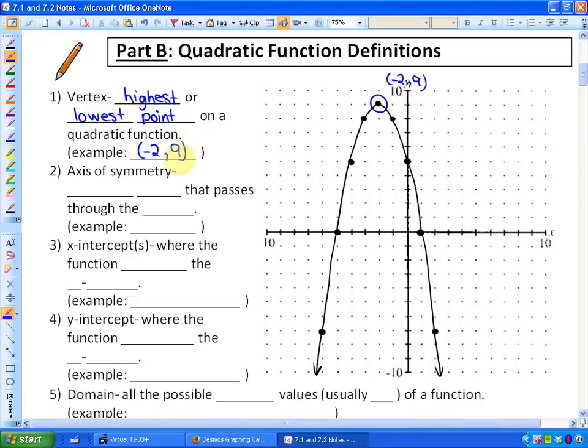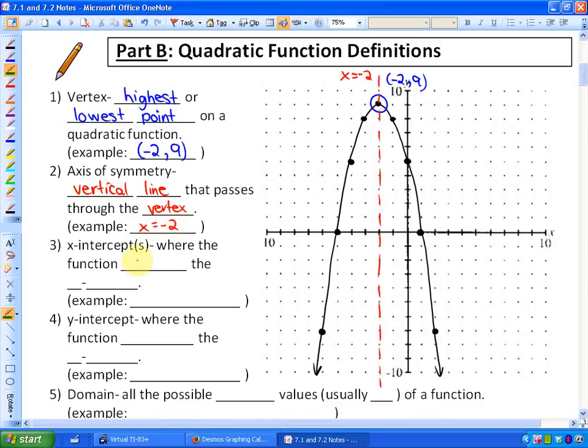The axis of symmetry: what you'll notice is that quadratic functions are symmetrical about the vertex. So the axis of symmetry is a vertical line. It's an invisible vertical line that passes through the vertex. That line right here in red is the axis of symmetry for this quadratic function, and that line is x is equal to -2.